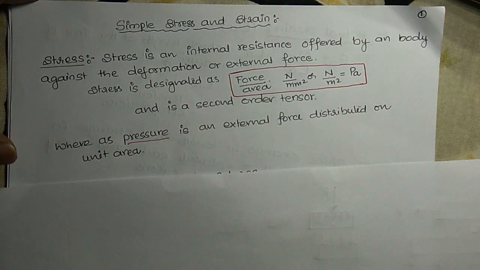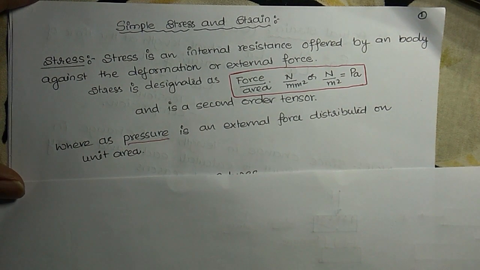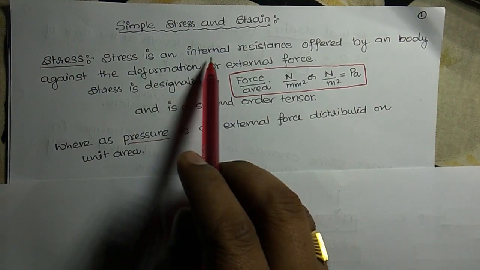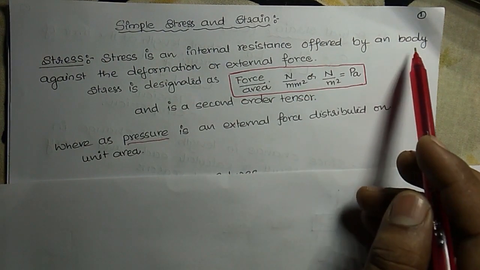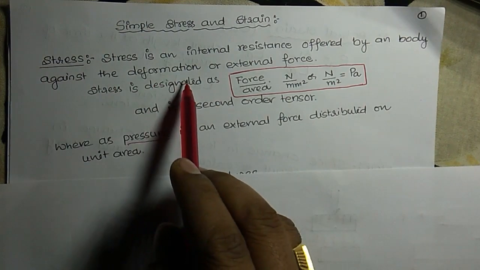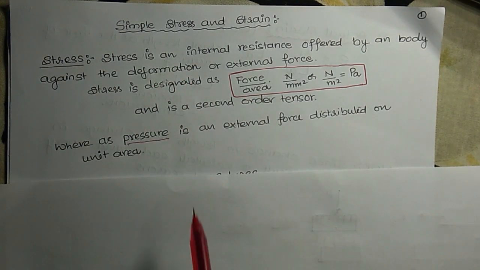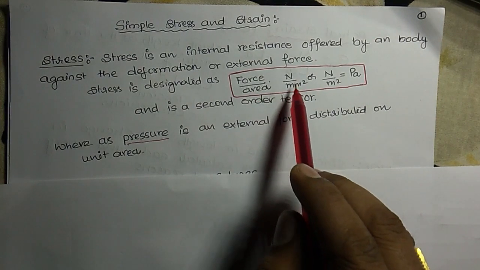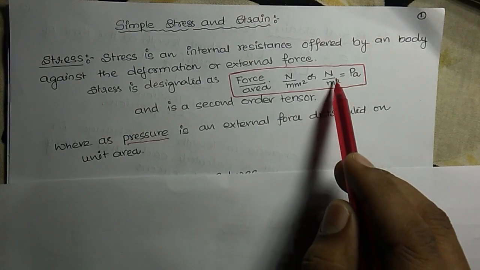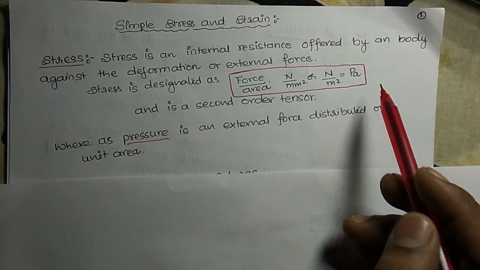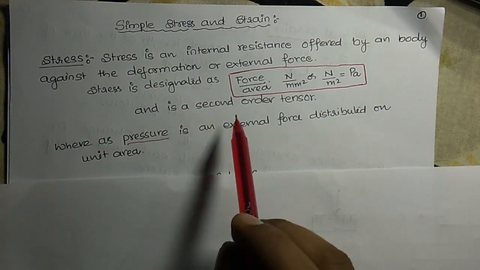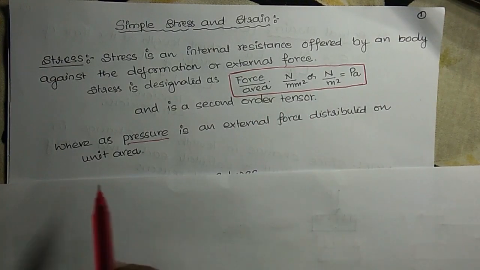Hello friends, we will be starting with simple stress and strain. First, coming to stress. Stress is an internal resistance offered by a body against the deformation or external force. I think all of you know what stress is. It is represented in Newton per mm square or Newton per meter square, which we call Pascal, and it's a second order tensor. What a tensor is, we'll deal with later.